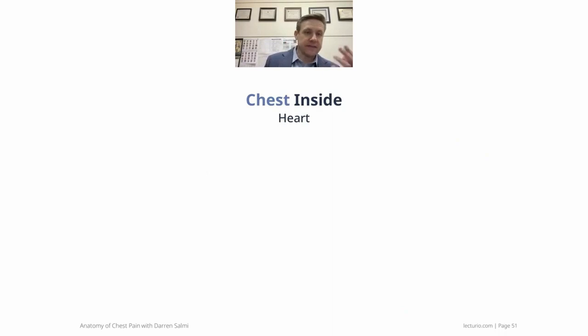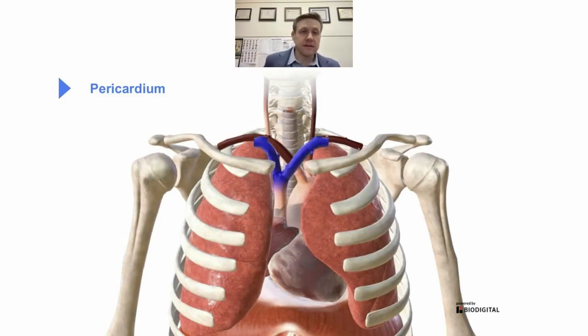All right, and finally, we're going to actually talk about the heart. Again, I would assume when you hear the term chest pain, your mind immediately goes to the heart. So we will talk about it, but actually before we even talk about the heart, we have to talk about the sac in which the heart sits inside this portion of the chest we call the mediastinum, sort of the middle part of the chest cavity.